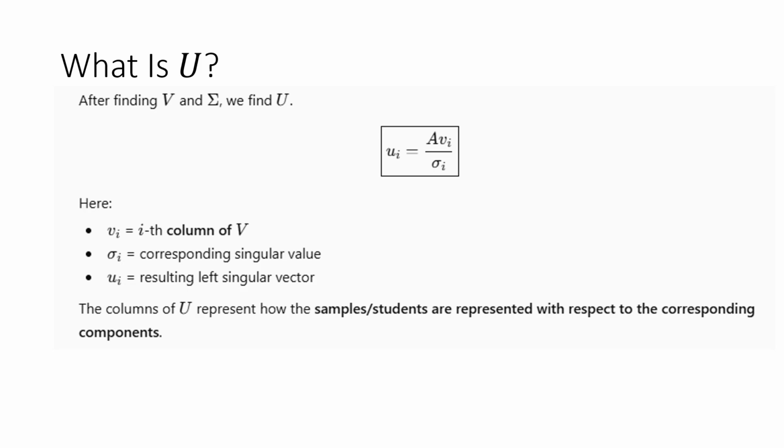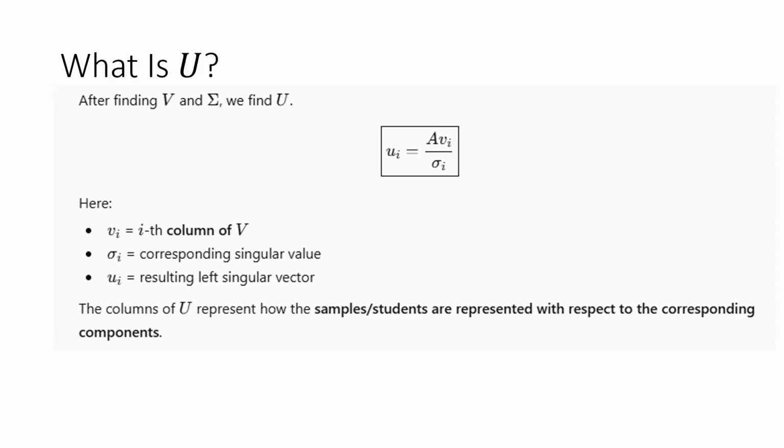Now next is, what is the component U in the SVD? After finding V, then we found sigma. Now last we are going to find U. We have a formula for computing U: U is equal to A v_i by sigma_i. So v_i is the ith column of V, sigma corresponds to the singular value, and u_i corresponds to the resulting left singular matrix.